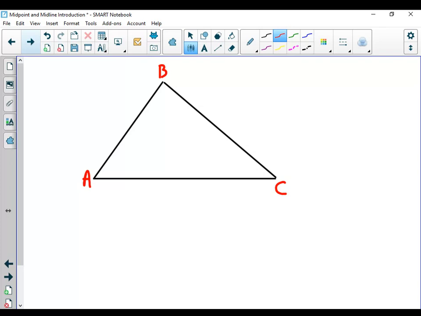Once you've made your triangle, I want you to find the midpoint of each side. So you can do that different ways. You can measure it if you wanted to. If you want to fold it, you can. But somehow I want you to identify where the midpoint is on each side.